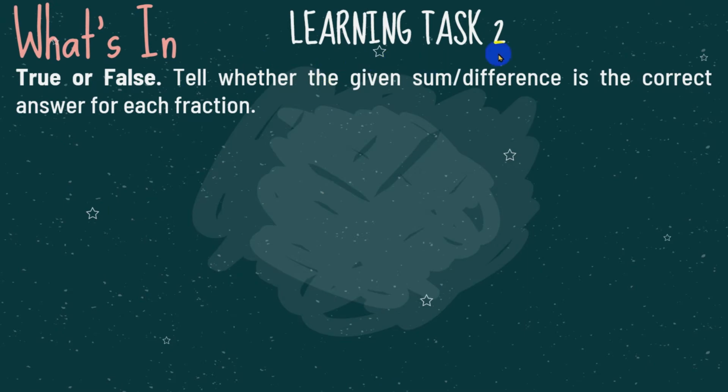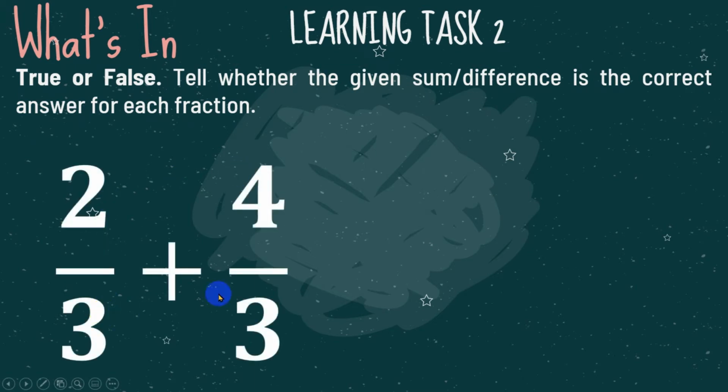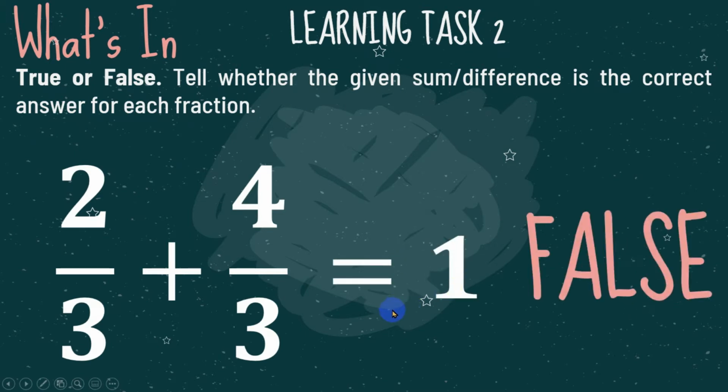Okay, so for your learning task 2, this is the continuation of the previous learning task 2. Tell whether the given sum or difference is the correct answer for each fraction. So true or false lang tayo. The first one is 2 over 3 plus 4 over 3. The given sum here is 1. Is this true or false? So the answer is false.